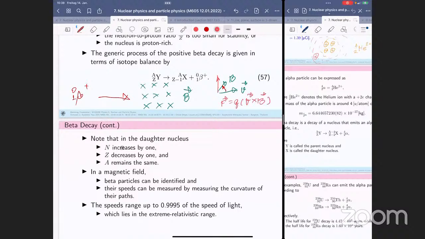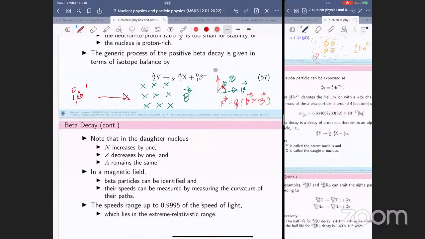Yes, the force will point up, in the direction from v to B. This is the tail of the arrow. The magnetic field is pointing into this plane, so you get F pointing upwards. And the beta particle will move in a circle. They're going to move in a circular way, and you just measure the radius.